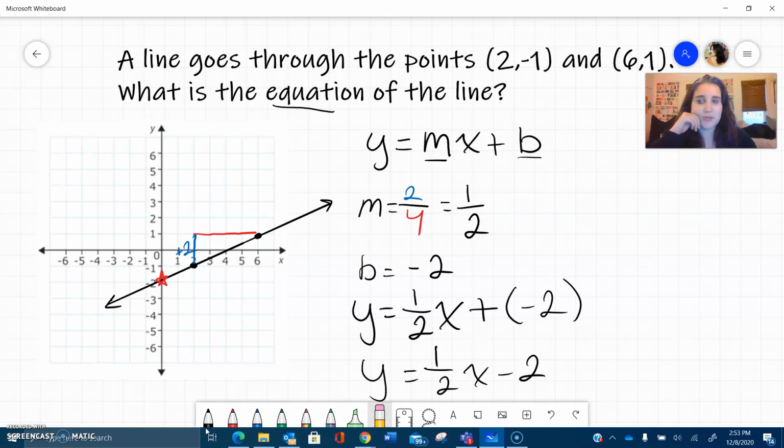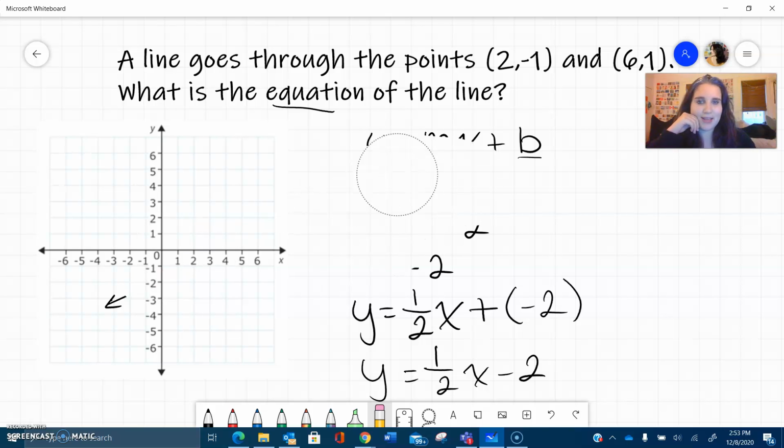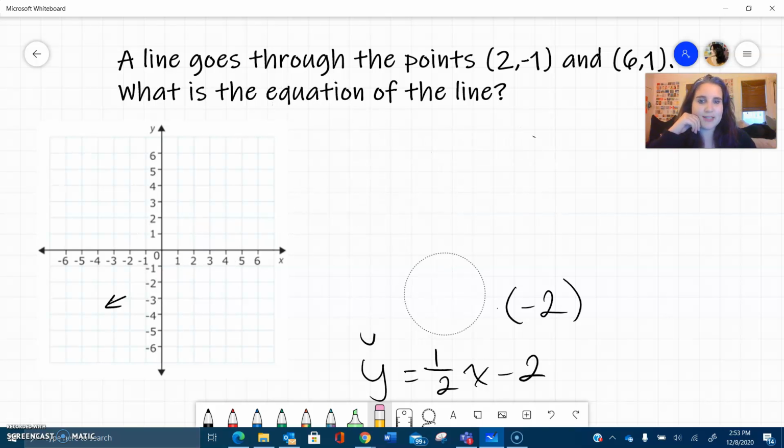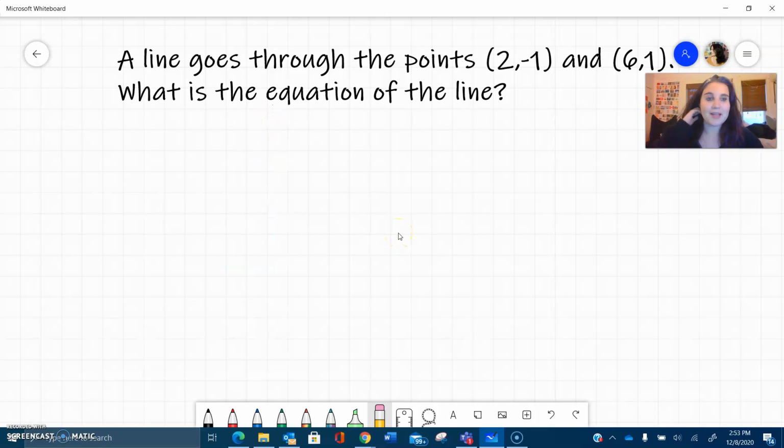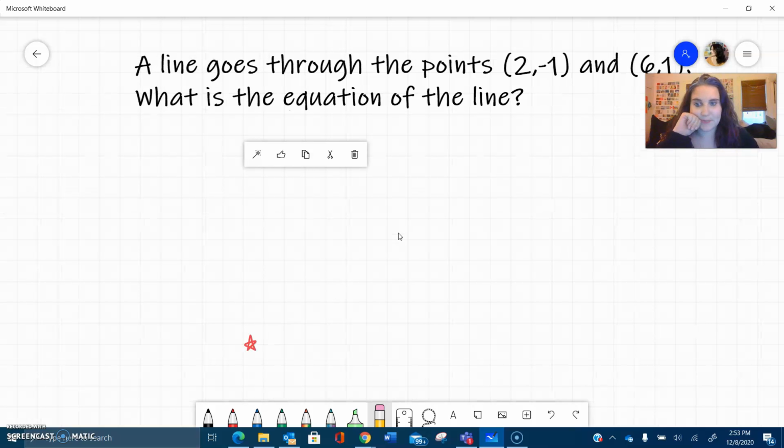Now I'm going to take the graph away, and we're going to find it algebraically, because maybe you don't have a graph in front of you. Maybe you don't have graph paper in front of you, or you don't have a ruler to draw a straight line. So you might need to just use algebra to do it.